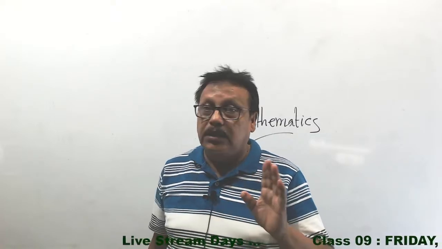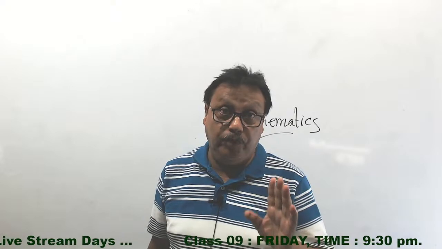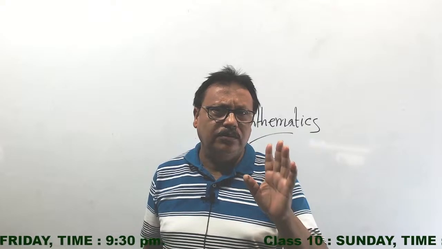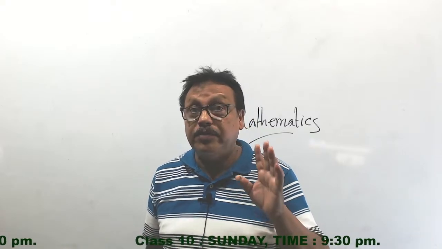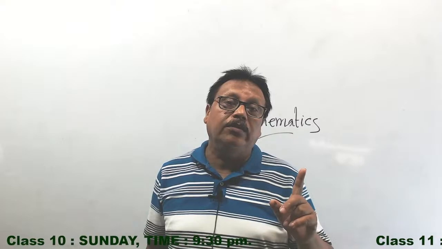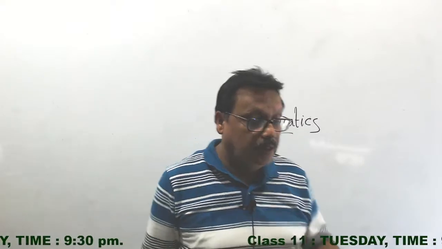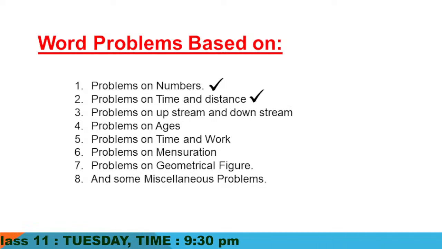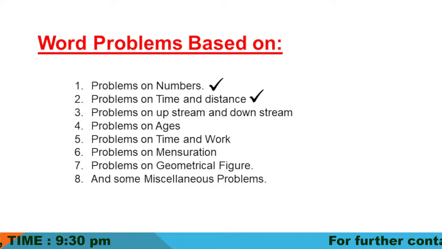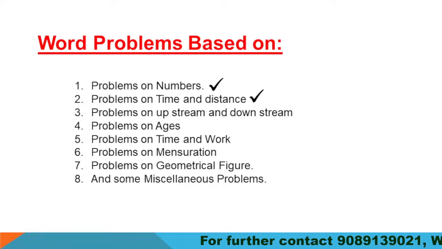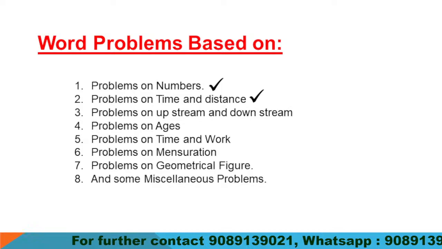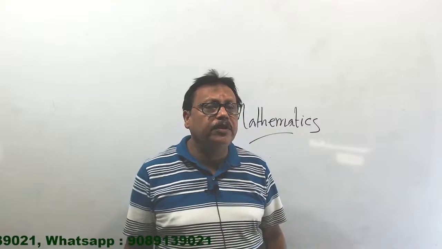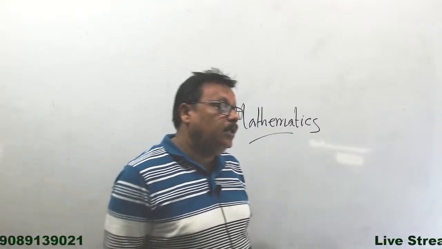Now we'll try to do two more categories. One is upstream and downstream problems, problems related to upstream and downstream. You are already guessing what the types of problems will be. And one more category is problems on ages. We will try to finish problems on upstream and downstream of a river, and problems on ages, today. Understood? These will be the two categories for today's session. Okay, let us start.